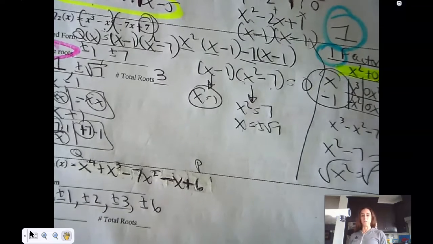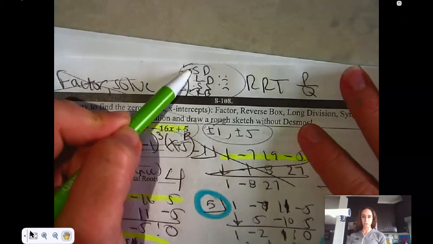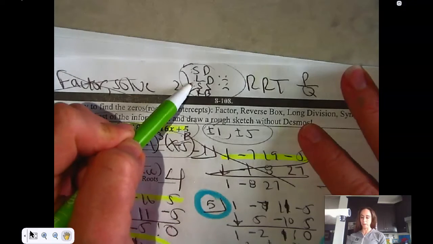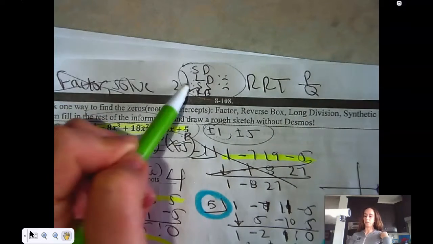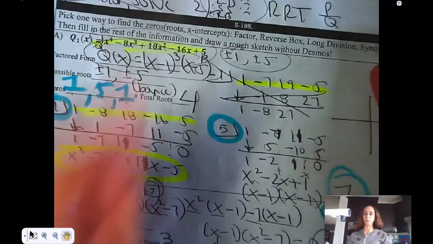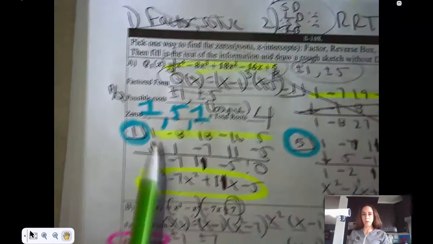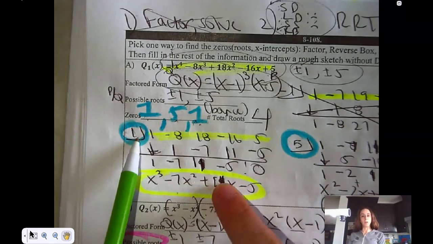I can do all of them by long division. I can do synthetic division. I can do synthetic substitution. And I could do reverse box. Now, remember, the disadvantage of synthetic substitution is that all it does is tell you the roots. In this one up here, when we found a root, we now had a smaller number.